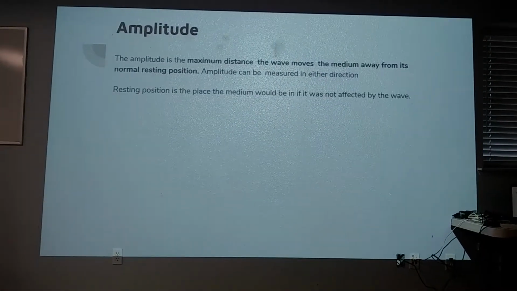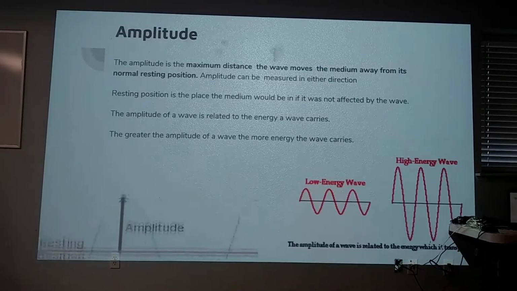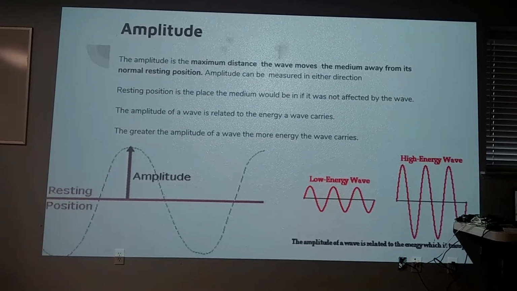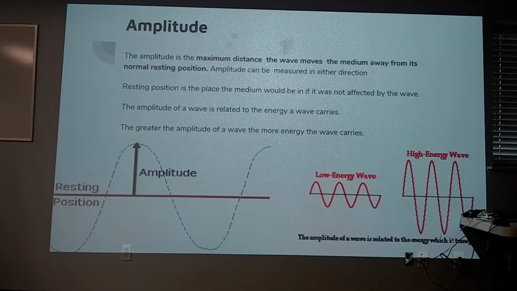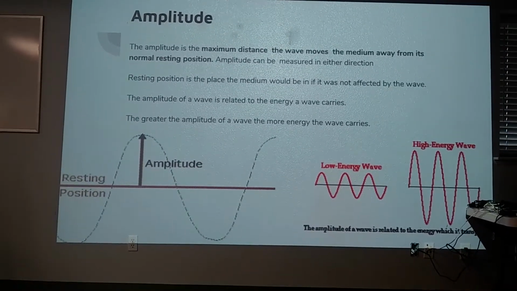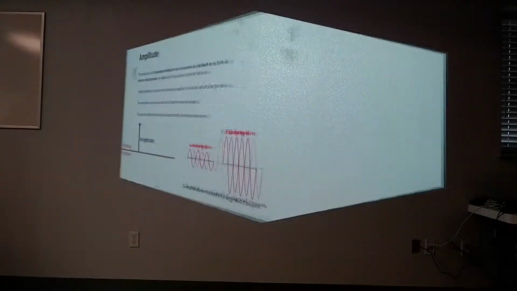Amplitude. The amplitude is the maximum distance the wave moves the medium away from its normal resting position. So the top of the crest, that's the amplitude. The bottom of the trough, that's the amplitude. The resting position is where the particle would normally be before the energy of the wave hit it. How far it moves, the maximum up or down, is the amplitude. The higher it moves, the higher the amplitude and the higher the energy. The less it moves, the lower the energy.